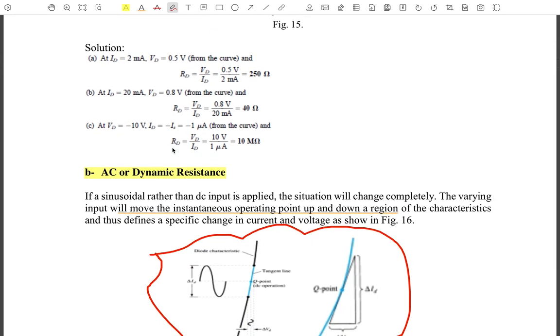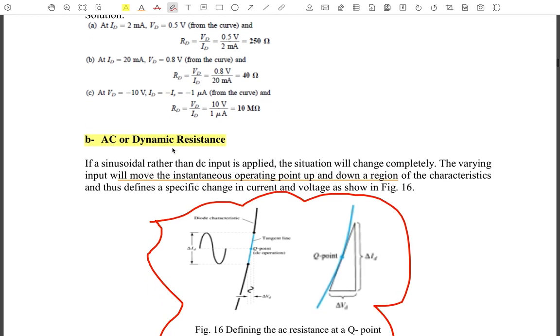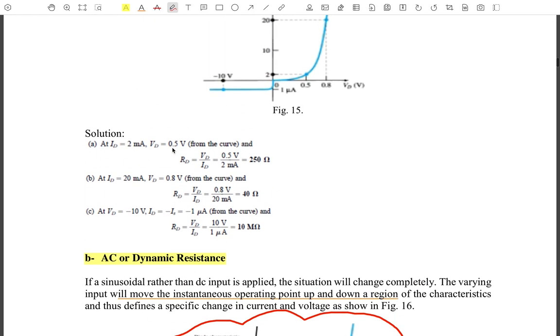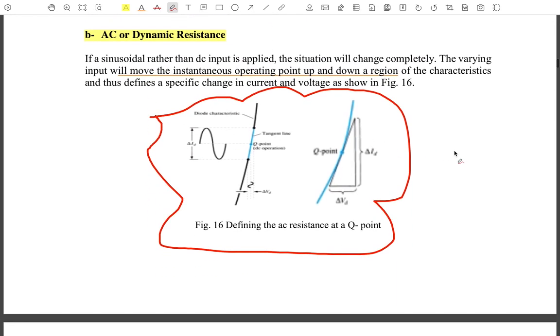The second resistance is the AC diode resistance. So the AC diode, when do we apply it? When we apply alternating current or voltage. So this one, VAC.